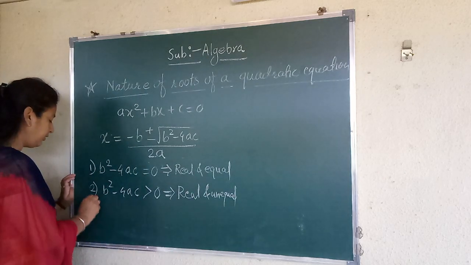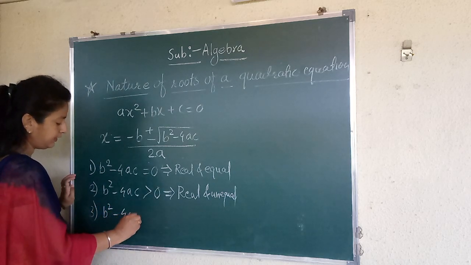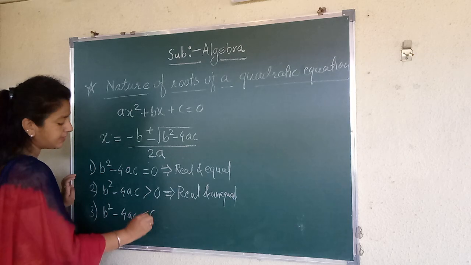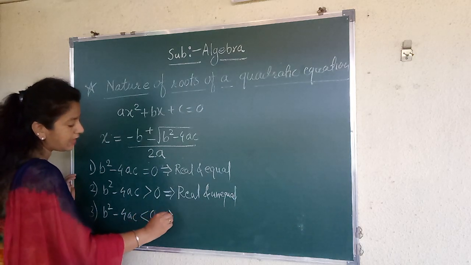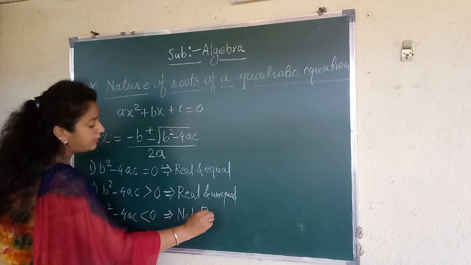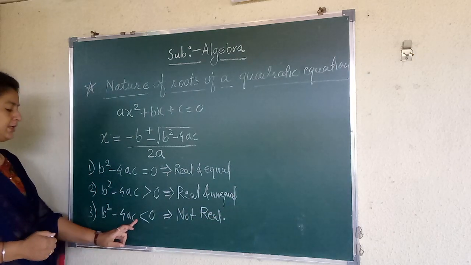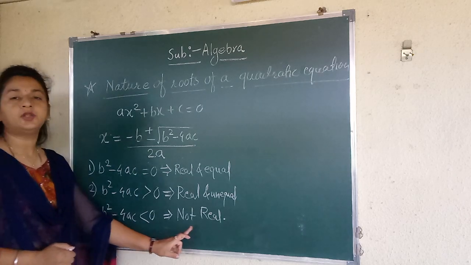Third condition, suppose b square minus 4ac is less than 0, then the roots are not real.